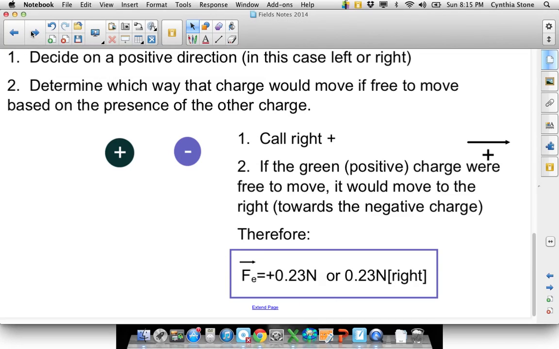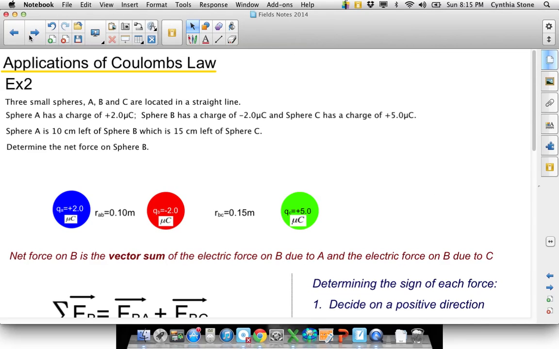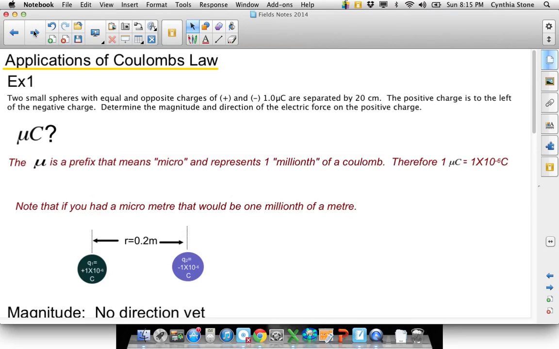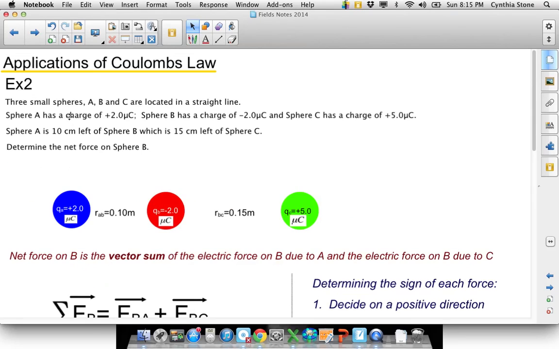Okay, let's do one more example, and then I'll end this video and we'll do another one. I'll make another video for the rest of the stuff. So, applications of Coulomb's law, example 2, this time 3 small spheres.